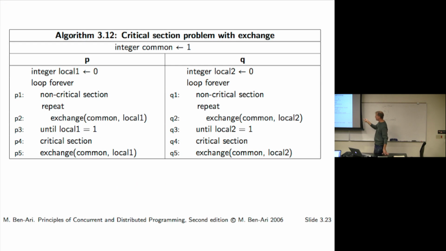So here's the code, algorithm 3.12. It's repeat. So here, common integer, common gets 1. And we have a local variable, local 1 gets 0, local variable, local 2 gets 0 in Q. And then we have the non-critical section. And this time it's repeat, exchange common local 1 until local 1 equals 1.